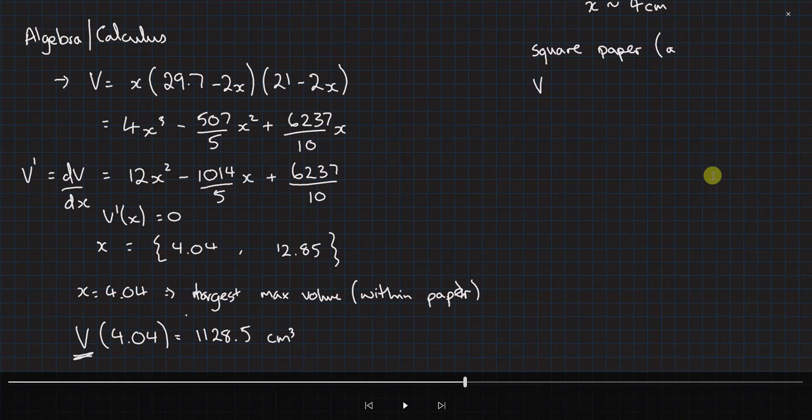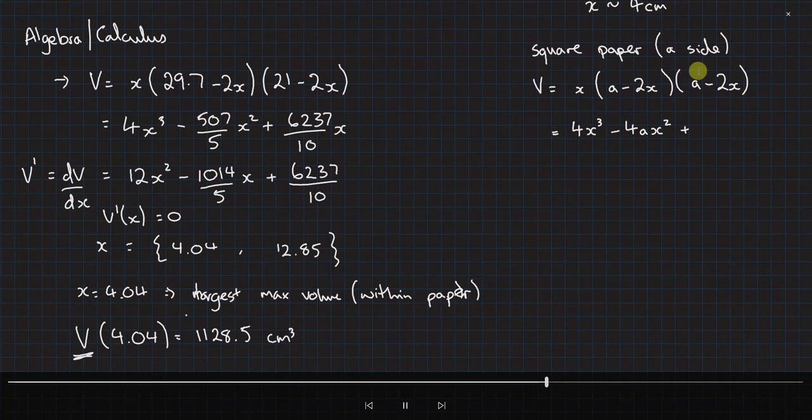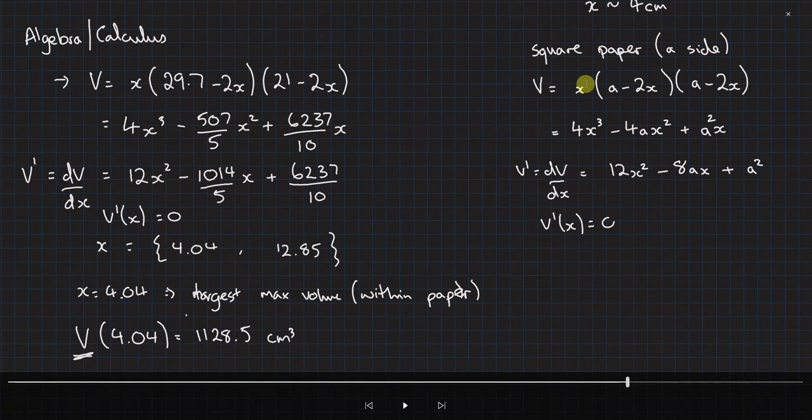There was a very quick solution as well for something else, which was if we had squared paper and we made the box square. What we're going to say is the two sides are the same on the piece of paper. Expand the equation out, and I'm doing this in a general form now. So the 4x cubed minus 4ax squared plus a squared x is the expansion of these three brackets. So 4x cubed comes from x times minus 2x times minus 2x, positive 4x cubed. The minus 4ax squared is x times a times minus 2x plus x times minus 2x times a. And the a squared x comes from x times a times a.